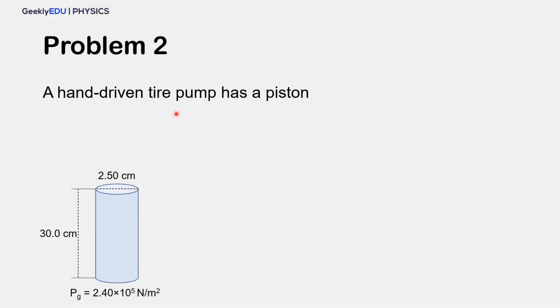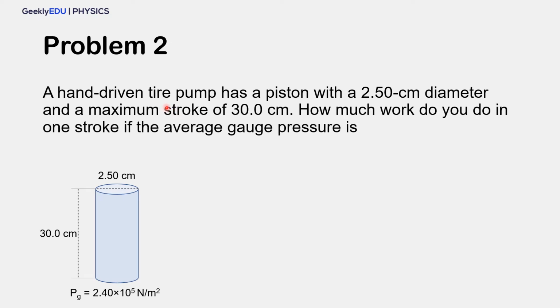Okay, let's go through problem number 2 now. We have a hand-driven tire pump that has a piston with a 2.5 centimeter diameter and a maximum stroke of 30 centimeters. So how much work do you do in one stroke if the average gauge pressure is 2.5 times 10 to the 5th newtons per meter squared?